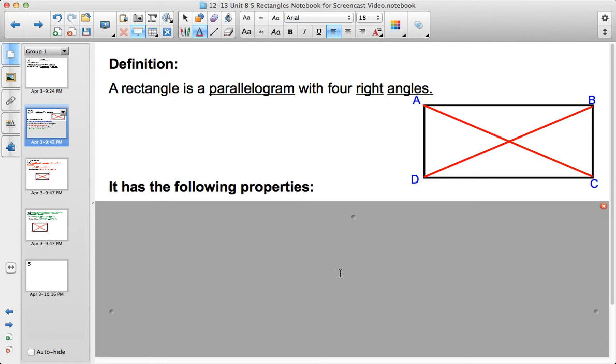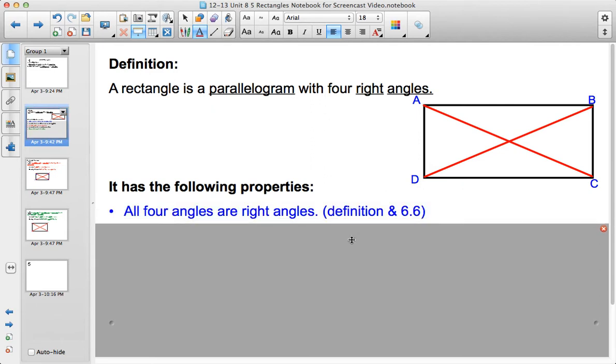Based on this definition and the properties of parallelograms that we've learned, we know that it has the following five properties. First of all, all four angles are right angles, and again that's based on the definition as well as theorem 6.6 that we learned about parallelograms, which told us that if one angle is a right angle, then all four angles must be right angles. We also talked about that in the Google form that you submitted. I asked you about that and I went over that in a previous video.